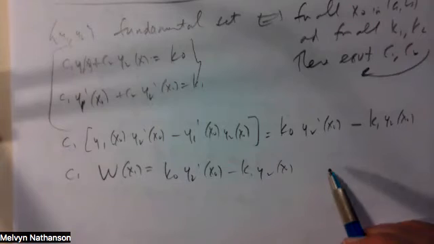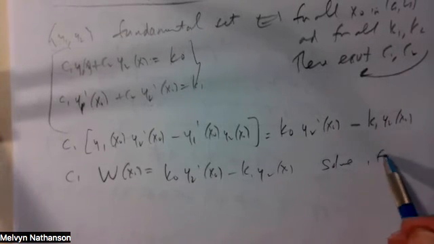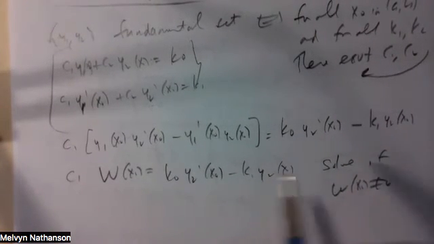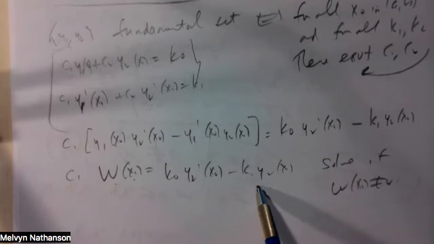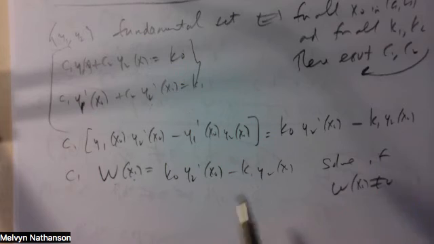And you can solve this equation if the Wronskian is not zero, you just divide by it. But if the Wronskian is zero, for some choices of k naught and k1, this isn't going to be zero. You can't solve this equation. So you have a fundamental set of solutions if and only if the Wronskian is non-zero, which is the same as the functions being linearly independent. And that is the whole theory of homogeneous linear second order equations.